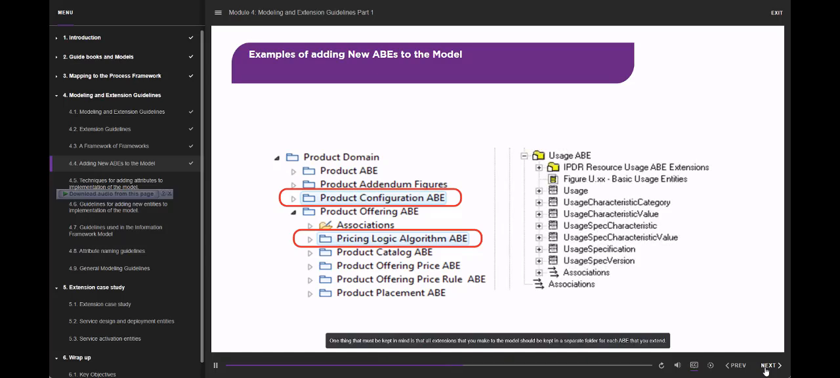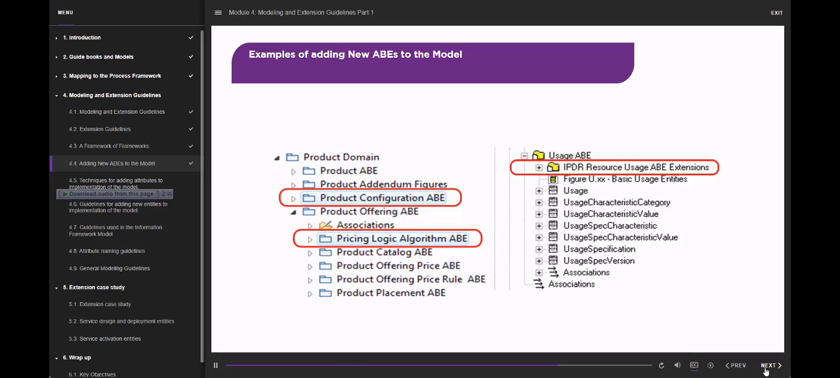One thing that must be kept in mind is that all extensions that you make to the model should be kept in a separate folder for each ABE that you extend. If extensions are kept in the existing framework ABEs folder and a new version of the ABE is imported, the extensions will be lost. However, this may not be the case if the UML tool you are using supports merging models, which is outside the scope of this course.